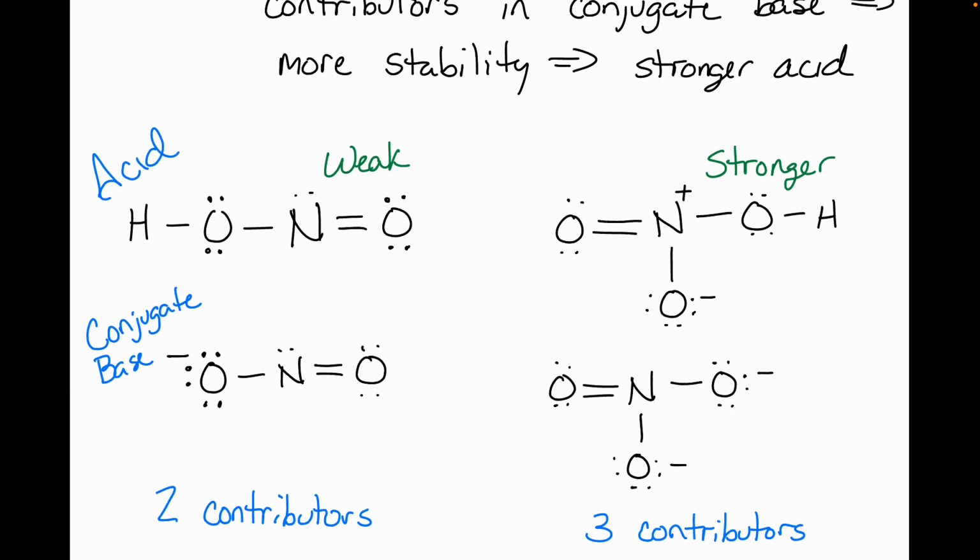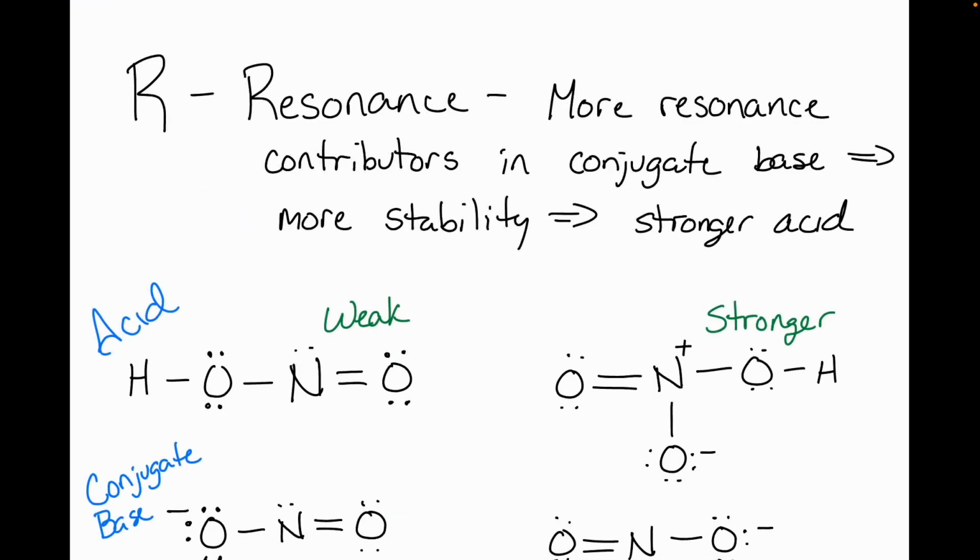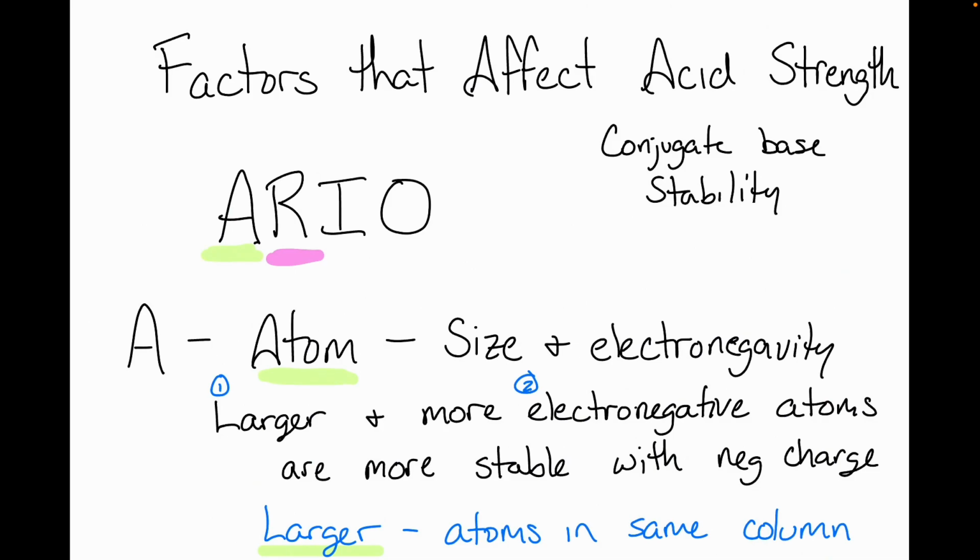All right, and you guys sort of already intuitively applied this same logic up here, right? When we were comparing this alcohol with its OH group to this, what's called a carboxylic acid, we said that this one was stronger because that conjugate base is stabilized through resonance. Okay, so in our acronym, the R in ARIO is for resonance. All right, the I, this is for induction.